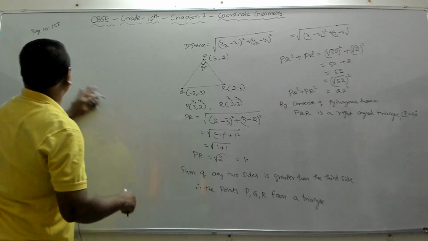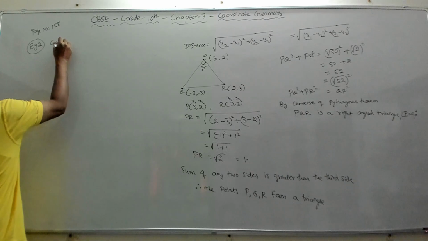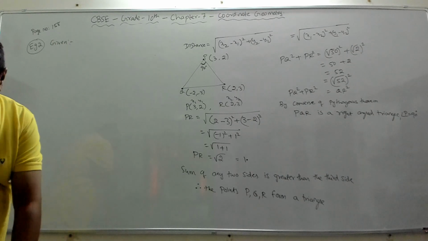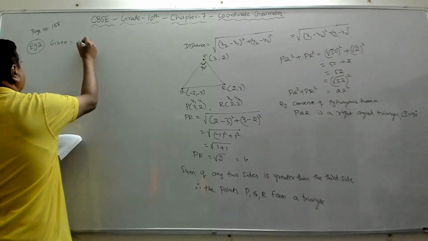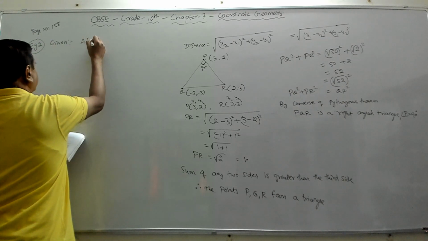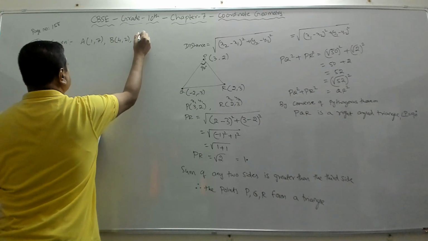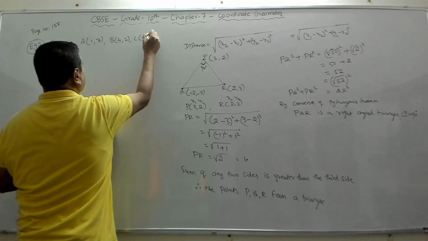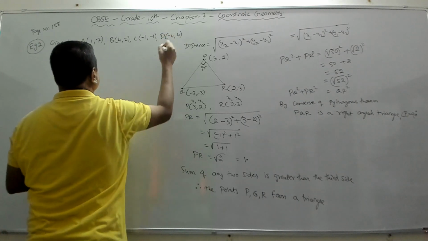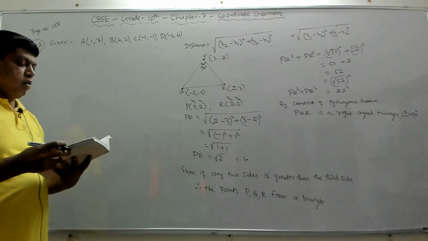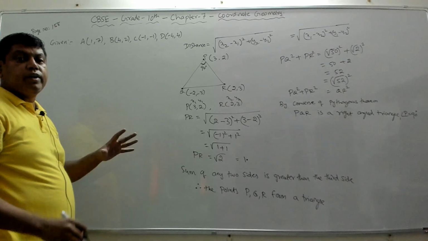So in example 2, what is given in example 2? The given is, show that the points, they have given 4 points, we can call them as A of 1, 7, and then B of 4, 2, then C of minus 1, minus 1, and D of minus 4, 4. There are 4 points. These are 4 points, given points.